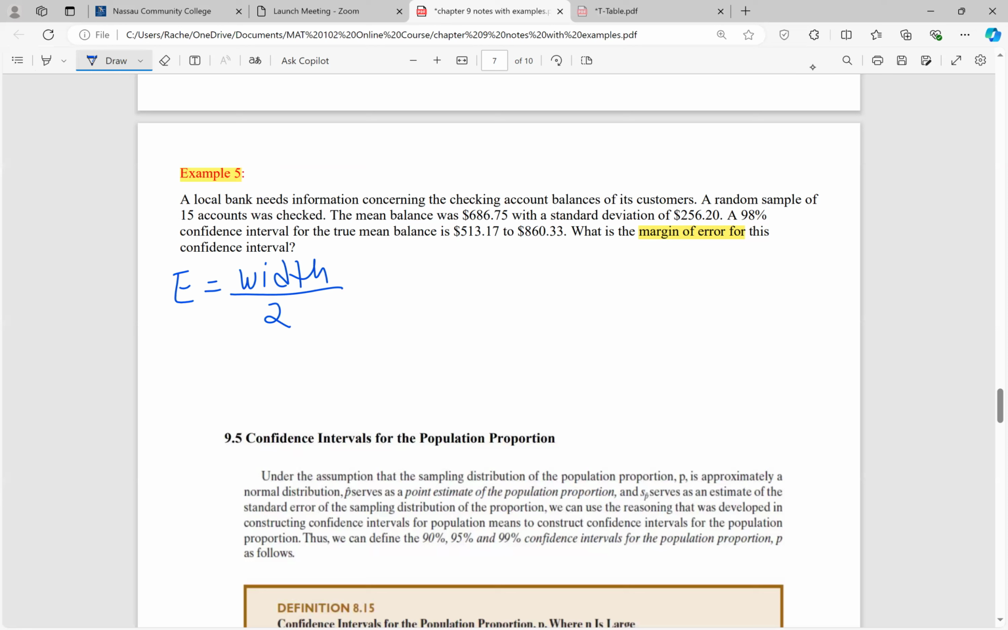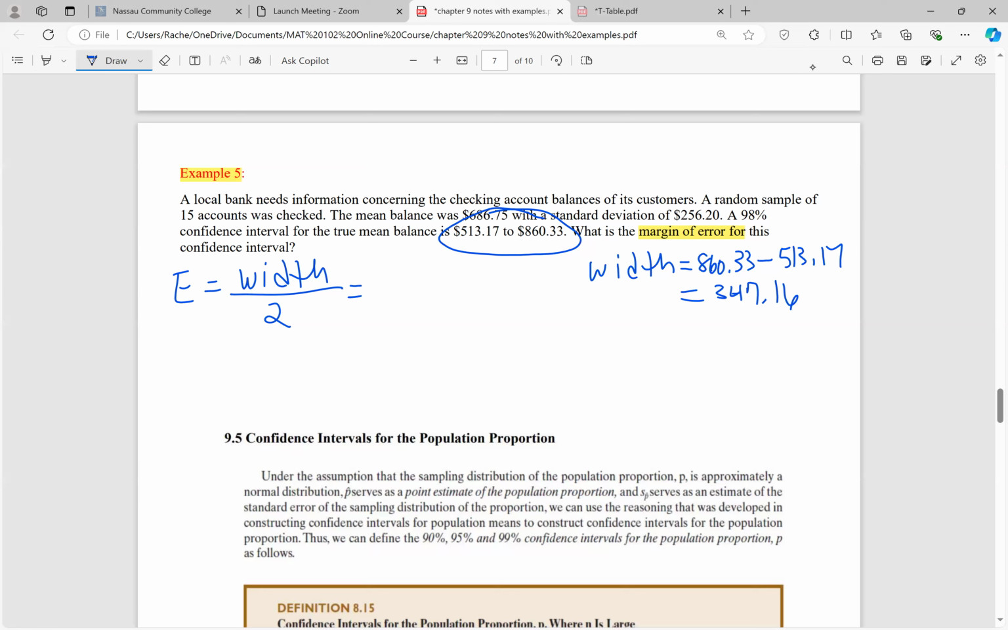So my confidence interval goes from 513.17 to 860.33. So the width is going to be equal to 860.33 minus 513.17, right? That's going to tell us how wide the interval is. So let's take 860.33 and subtract 513.17. And we get 347.16. That's the width of the confidence interval.